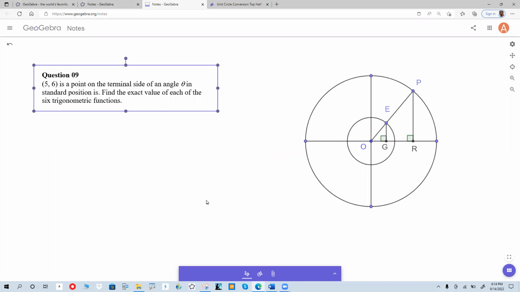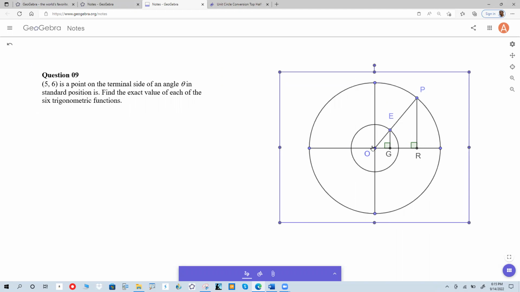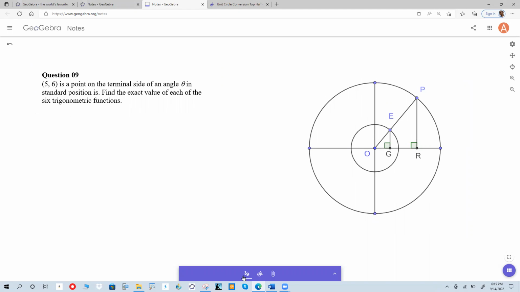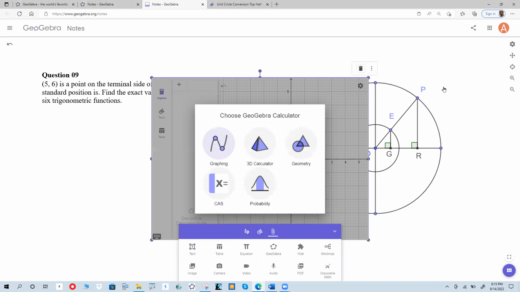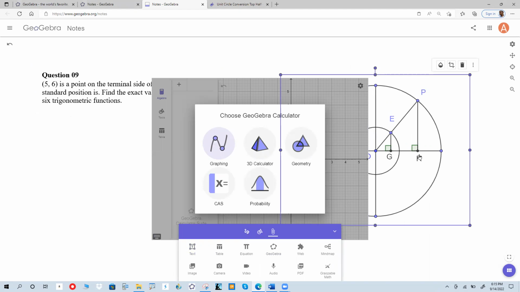Let's read the question. Question 9. The point with coordinates (5, 6) is a point on the terminal side of angle theta in standard position. Find the exact value of each of the 6 trig ratios. So I just drew this picture. This point (5, 6), you can't assume it's on the unit circle, and it is not. And I'm going to show you how to work on it.